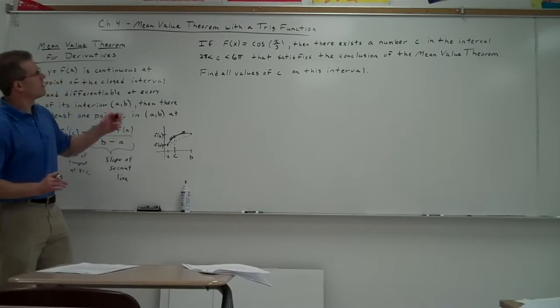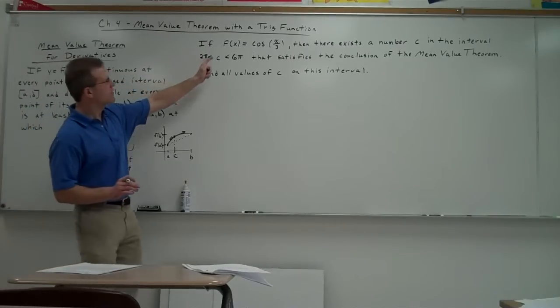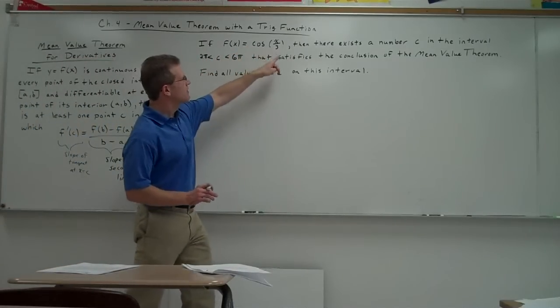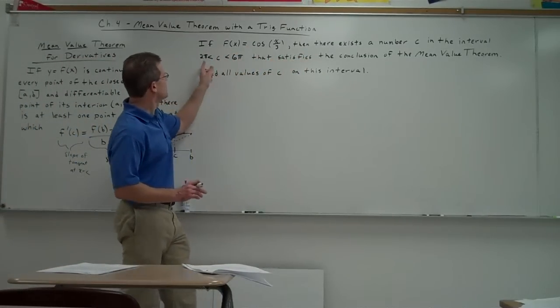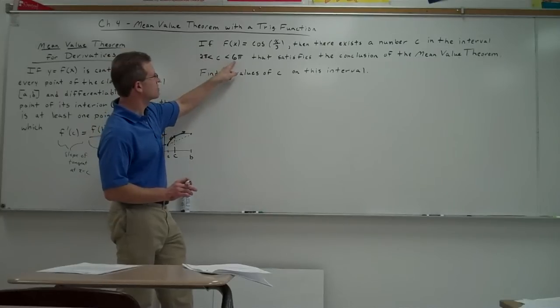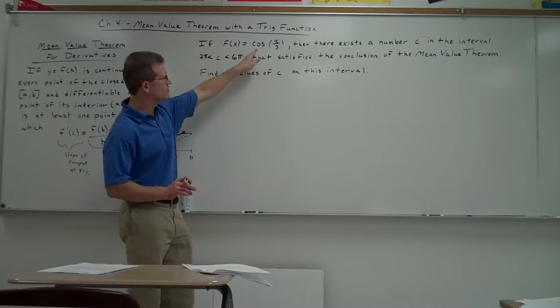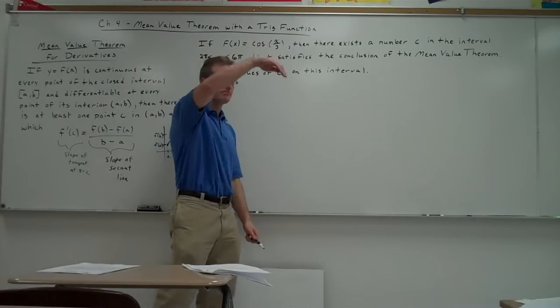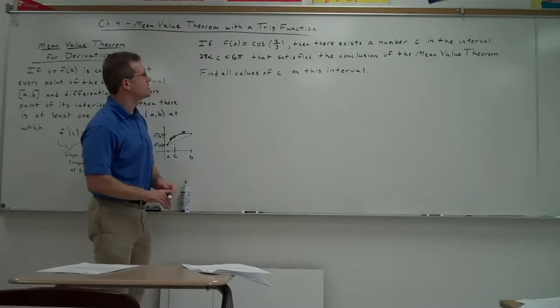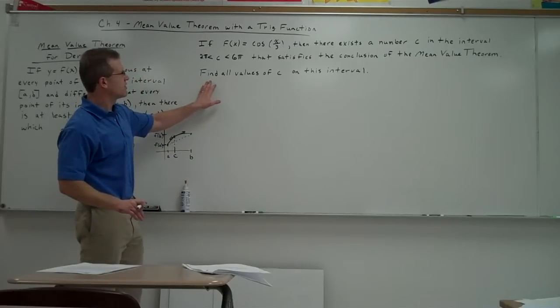Okay? All right, here's the question we're going to do today. If f of x equals cosine of x over 3, then there exists a number c in the interval where c is between 2 pi and 6 pi that satisfies the conclusion of the mean value theorem. The cosine graph is a nice smooth curve. It's differentiable, continuous everywhere. Find all values of x on this interval.